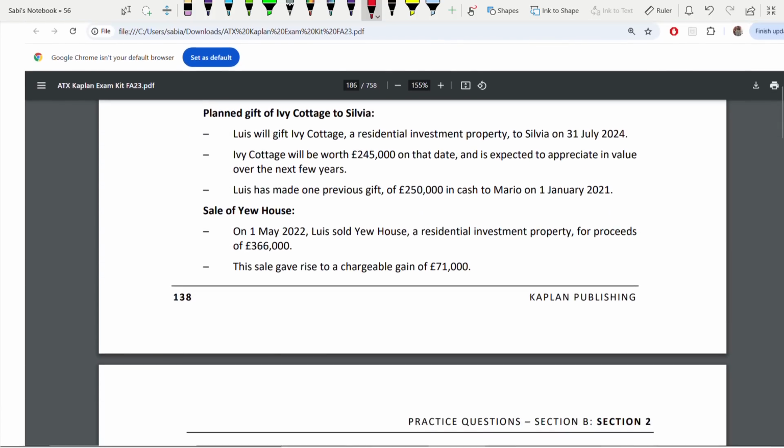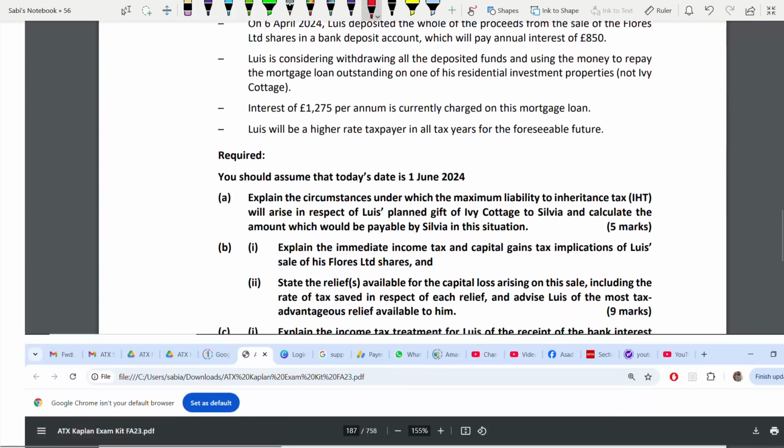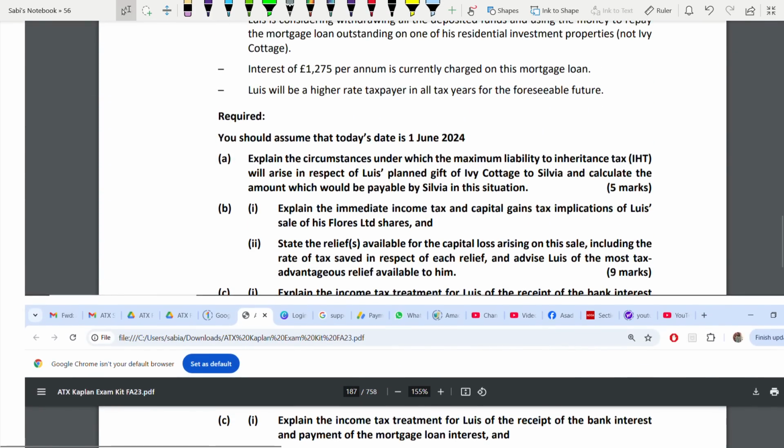Okay, so first let us quickly go through the requirements. A. Explain the circumstances under which maximum liability to IHT will arise when you're gifting a gift. So you're gifting a cottage and you need to calculate the amount also. This question is very frequent. Maximum liability to IHT, and you have to calculate sometimes, and sometimes you don't have to calculate depending on the case study, and it's for 5 marks.